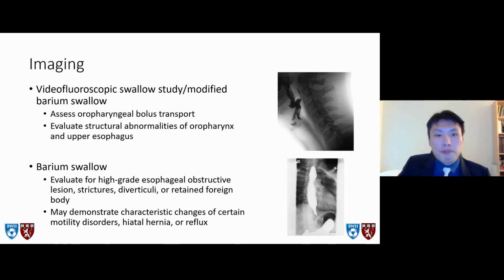In contrast, full column esophagram or barium swallow is mainly used to evaluate for any esophageal obstructive lesions, strictures, or diverticulum of the esophageal body. Sometimes it may help demonstrate characteristic changes of certain motility disorders, such as achalasia, which can give you that bird's beak appearance, or a hiatal hernia or reflux.